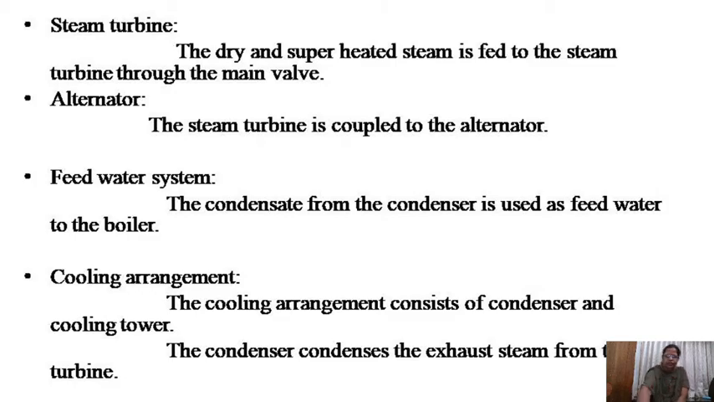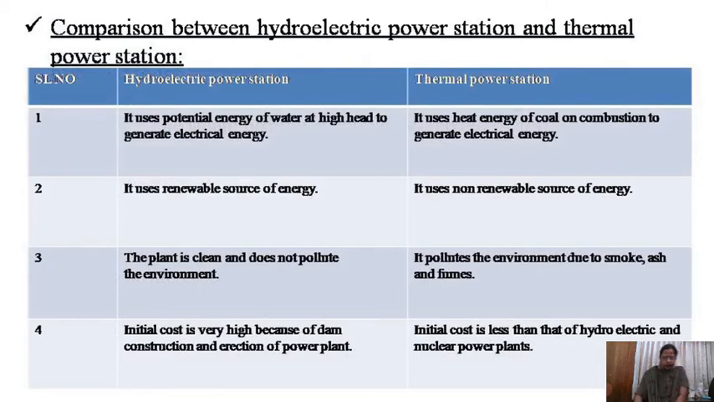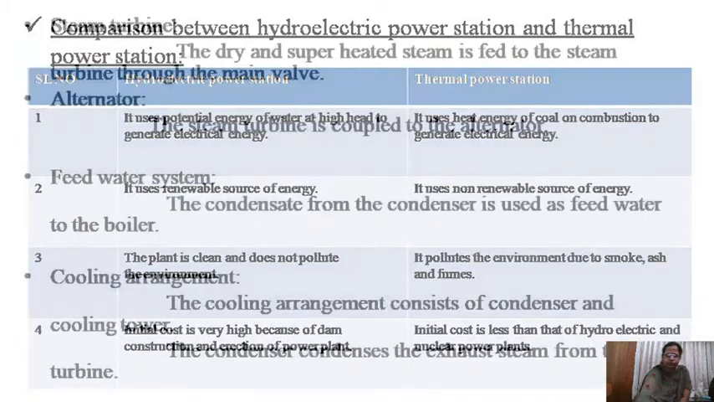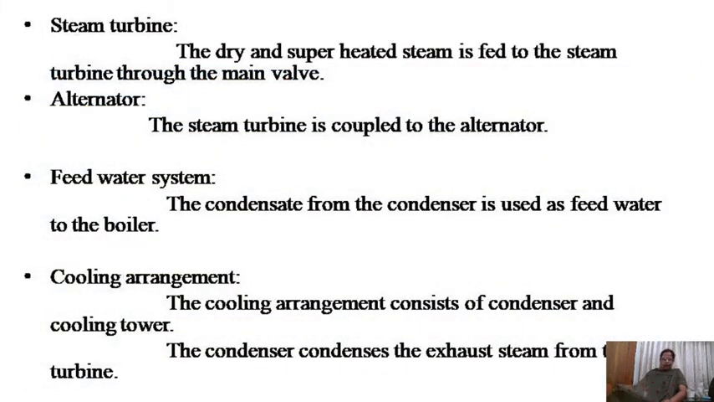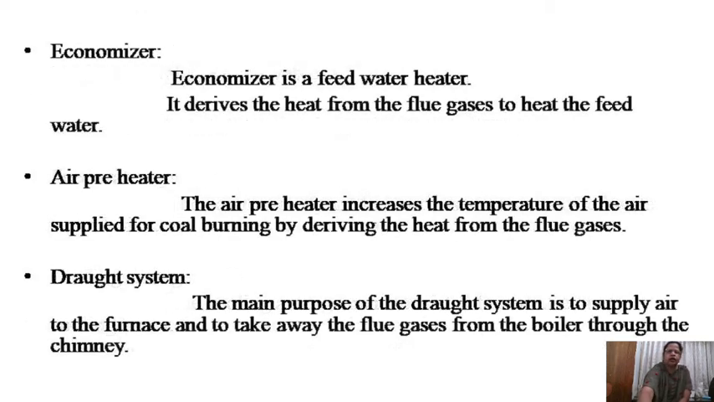The next one is the alternator. The steam turbine is coupled to the alternator. The alternator converts the mechanical energy of the turbine into electrical energy. The electrical output of the alternator is fed to the bus bar via transformer, circuit breaker and isolator.